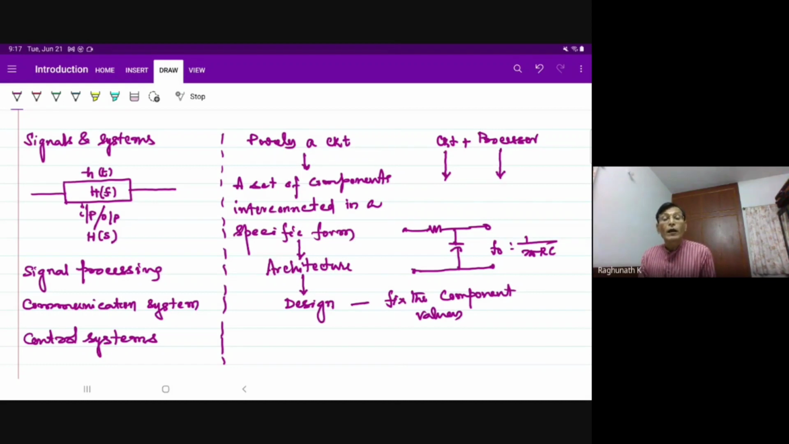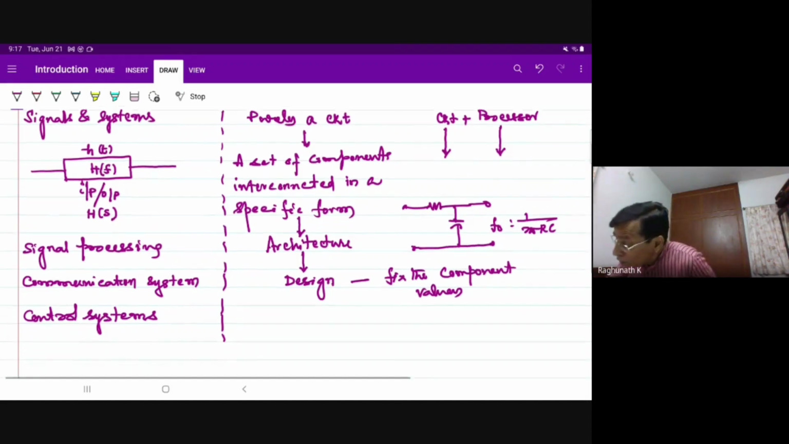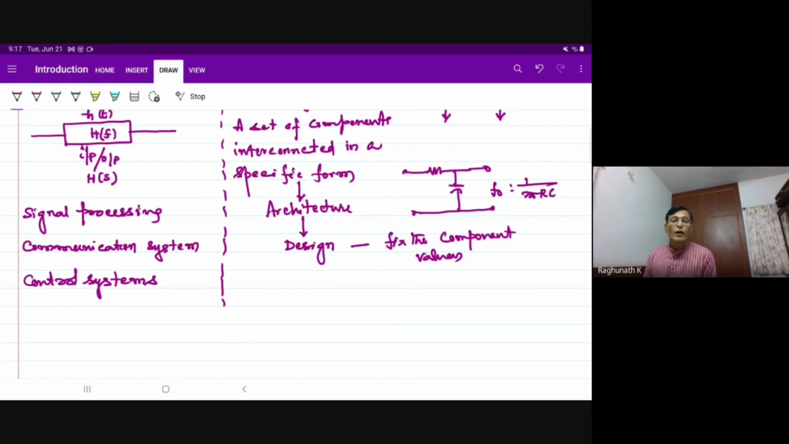But whenever we want to fix the component values, even though it is many, we have to have a formula. Whenever I want to design it, this design uses design formula or formulae.